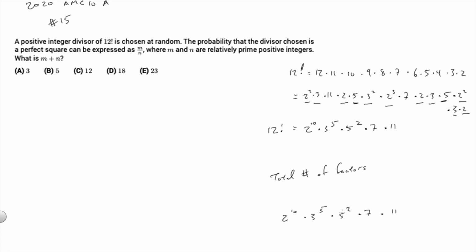And so just a quick recap and some review. If there is no number up here, we assume that there is an invisible 1 here as an exponent, since if it was a 0, we would have actually the value 1. So there's an invisible 1 as an exponent above the 7 and the 11 here. So to find the total number of factors, we will add 1 to each of these exponents. So we're going to get 11. We're going to get 5 plus 1 gives us 6. 2 plus 1 gives us 3. And we have 2 and 2 here.